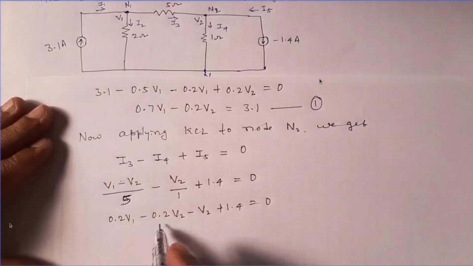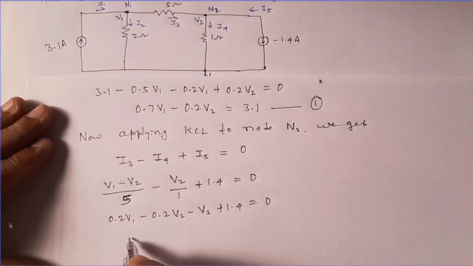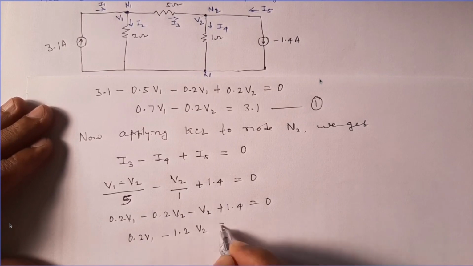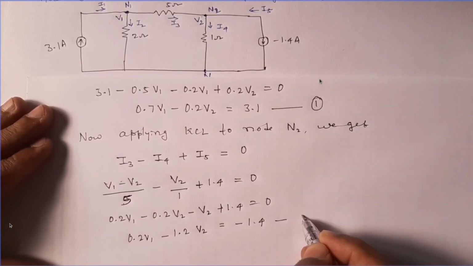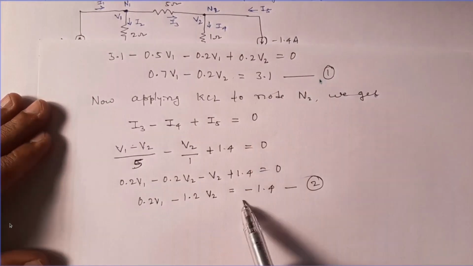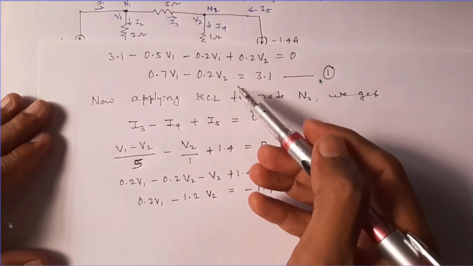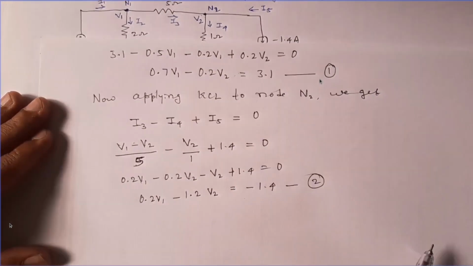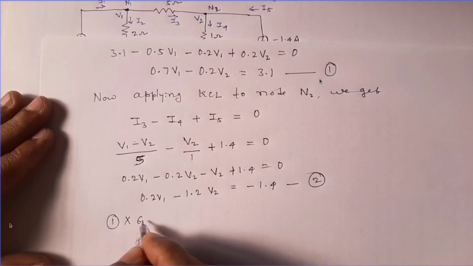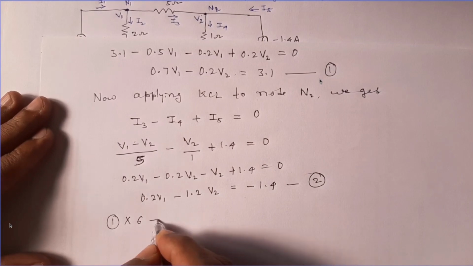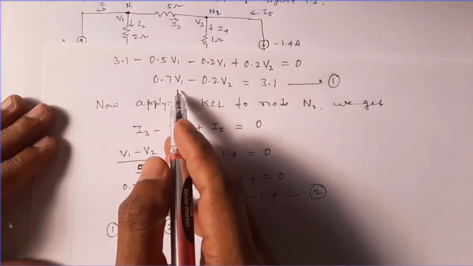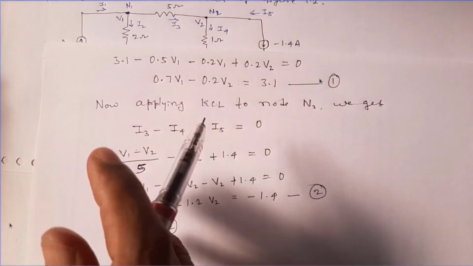So now this is 0.2 V1 minus 1.2 V2 is equal to minus 1.4. I call this equation number 2, right? So now we have two equations, one is this and another one is this. I'll try to solve for V1 so that V2 will get cancelled. So equation 1 will be multiplied by 6, and from that I'm going to subtract equation 2.